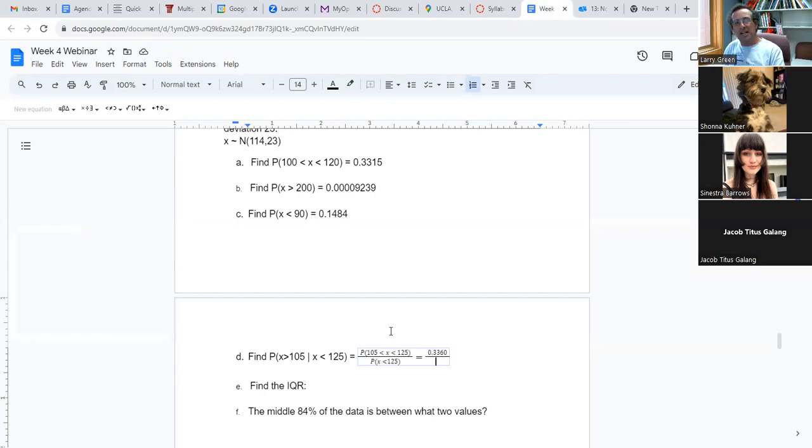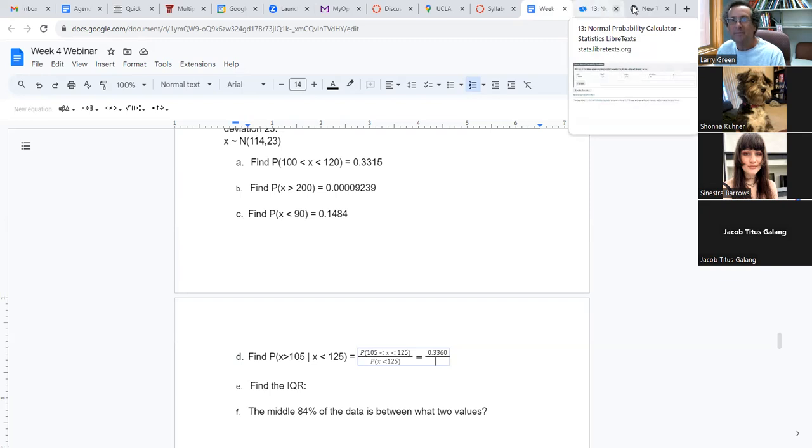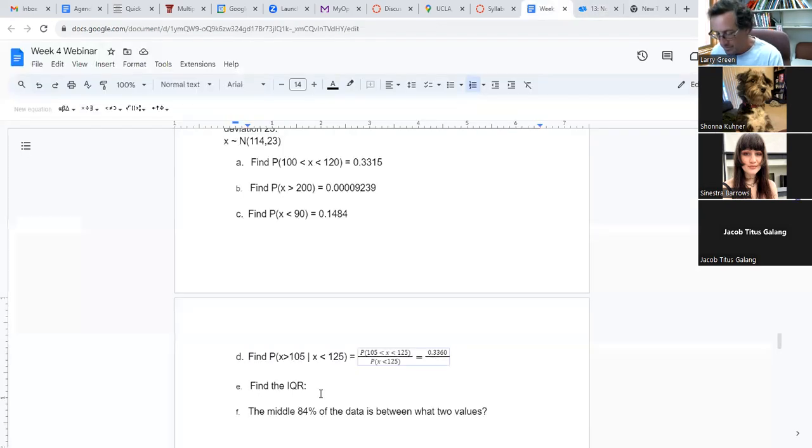Divided by the probability that we're less than 125. So now the low is going to be negative a bunch of 9s, and then 125, mean 114, standard deviation 23. And we need to find that probability. Double check. Yeah, and I get 0.6838. And we can pop that in the calculator: 0.3360 divided by 0.6838.